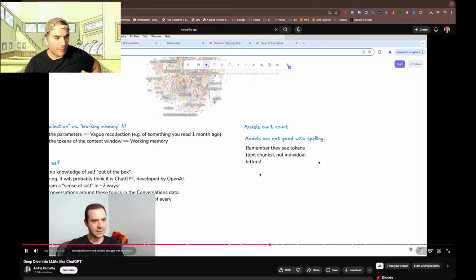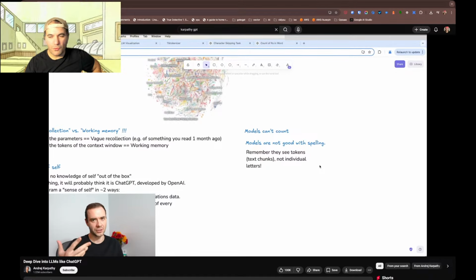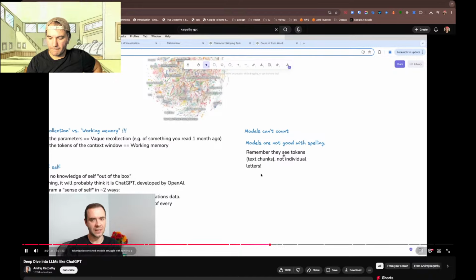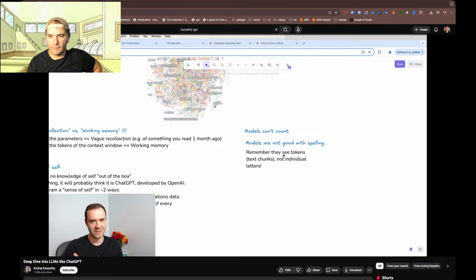And I told you that we would loop back around to tokenization. And the reason to do this is that the models don't see characters, they see tokens. And their entire world is about tokens, which are these little text chunks. And so they don't see characters like our eyes do.